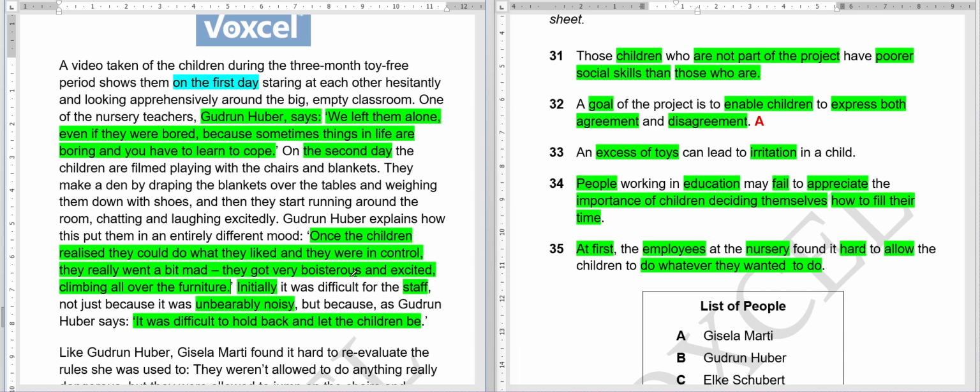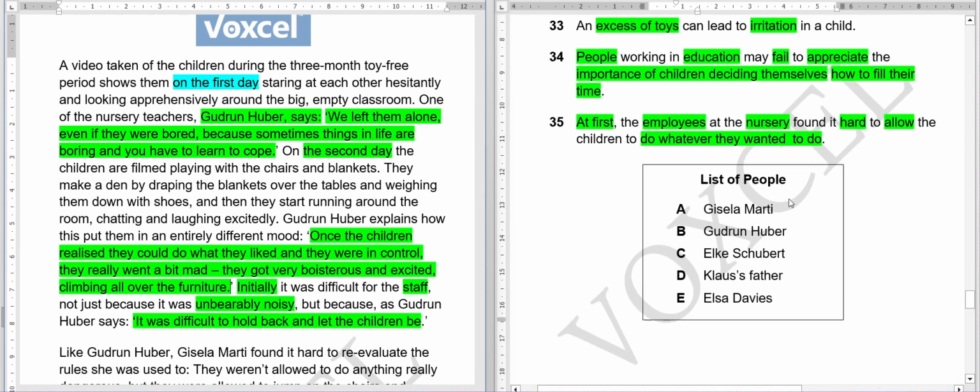Okay, time's up. Let's read the questions together. The children who are not the part of the project have poor. So is there any mention of children part of the project and those children who are not the part of the project? There is no mention like that. So this cannot be our answer. We have done this. Excess of toys can lead to irritation. Is there any mention of giving children toys? No. In fact, they're taking the toys away. So this cannot be our answer.